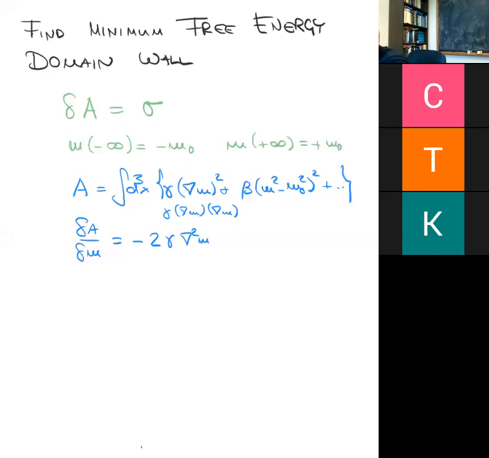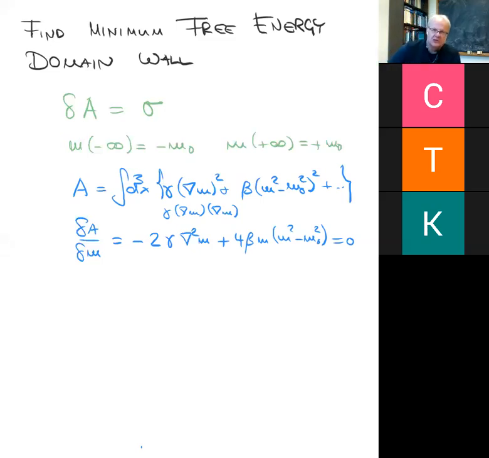And for the rest of the integral, this is like an ordinary derivative. So if I differentiate that, I get a factor of 2 from the chain rule, another factor 2 inside from the product rule. So this is 4 beta m times (m squared minus m naught squared), equal to 0. Okay, so what is this? Well, this is now an ordinary differential equation that determines m.